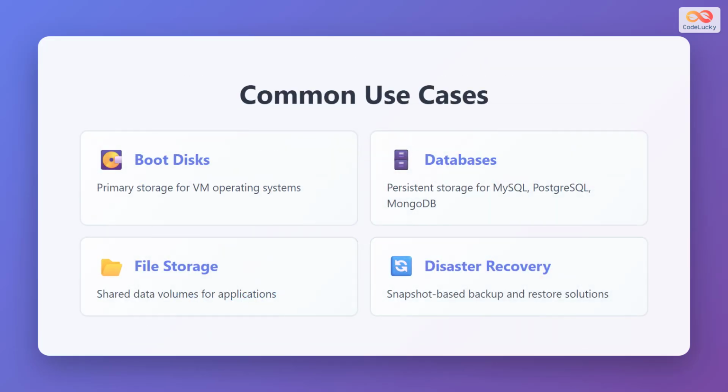Persistent disks are versatile and support a wide range of use cases. They're commonly used as boot disks, providing primary storage for virtual machine operating systems. For databases like MySQL, PostgreSQL, and MongoDB, persistent disks offer the performance and reliability required for data persistence. They also work well as file storage, providing shared data volumes for applications that need to access common files. Finally, they excel in disaster recovery scenarios, where snapshot-based backup and restore solutions ensure business continuity and data protection.